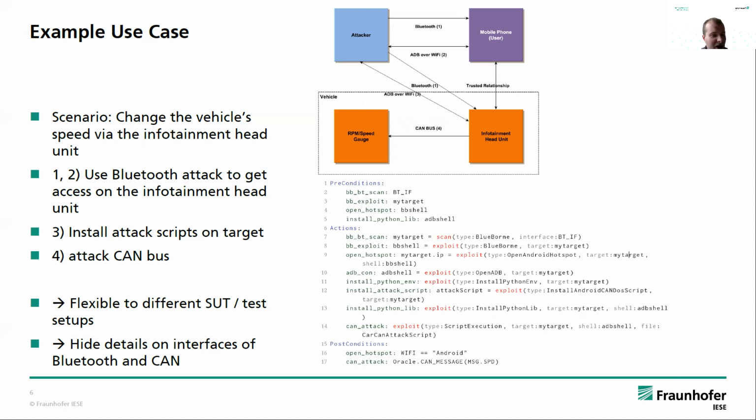Further, the attack script hides the details of the Bluetooth and the CAN interface, for example, the message ID of the CAN messages. And so the ALEA DSL script is agnostic to the implementation.